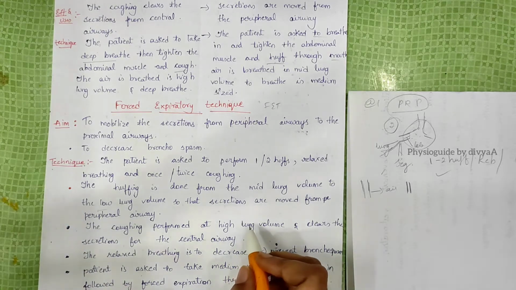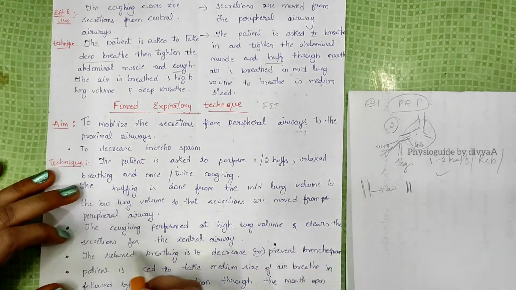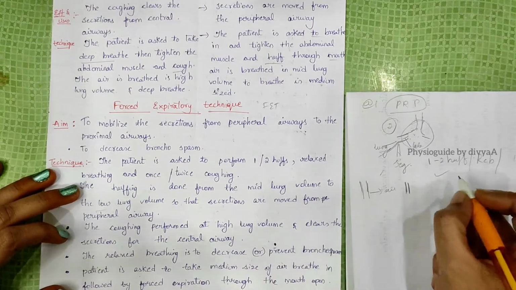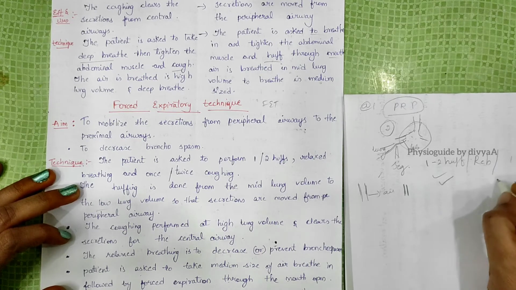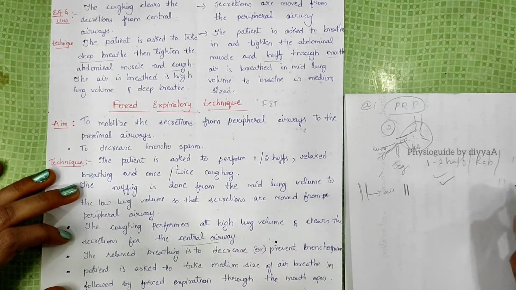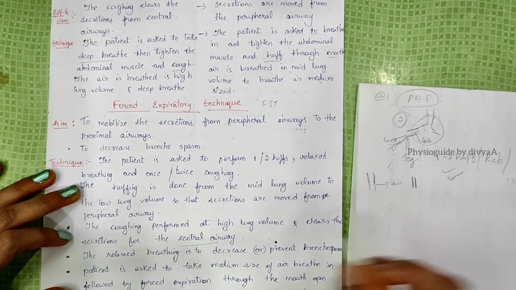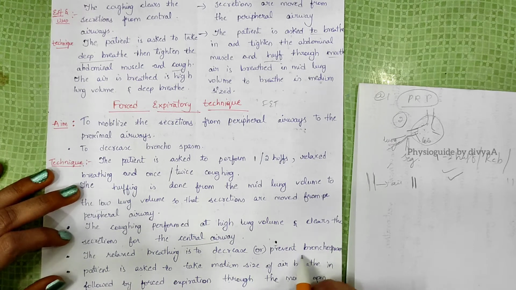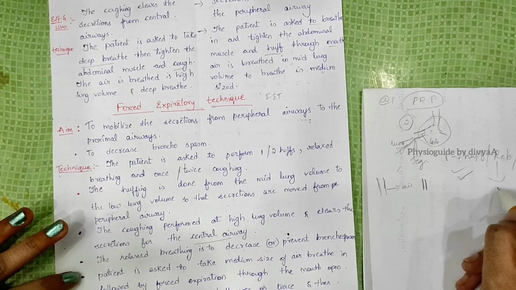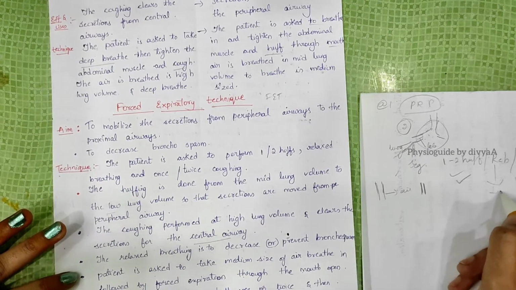So this, as we told, is from the deep and clears the secretions from the central airways. After doing huffing, the secretions will come to the central airways, so we ask the patient to cough so that the secretions are removed outside. The relaxed breathing is to decrease or prevent bronchospasm.